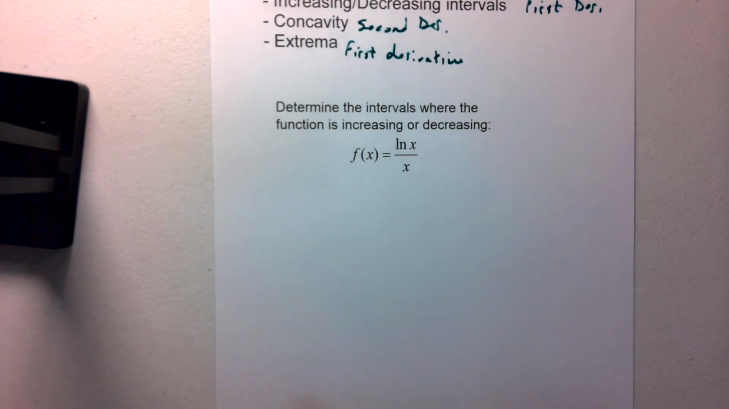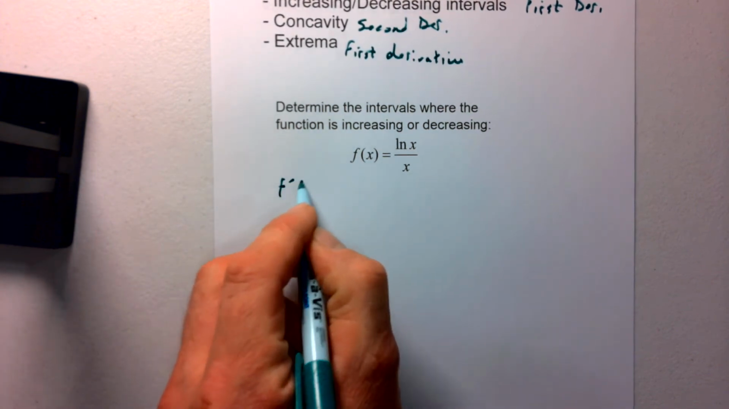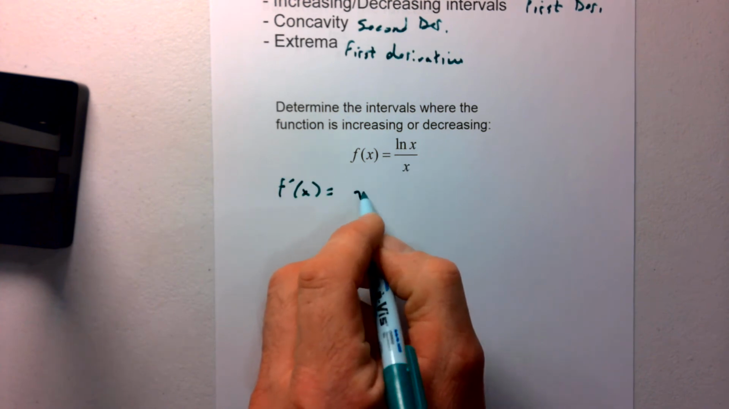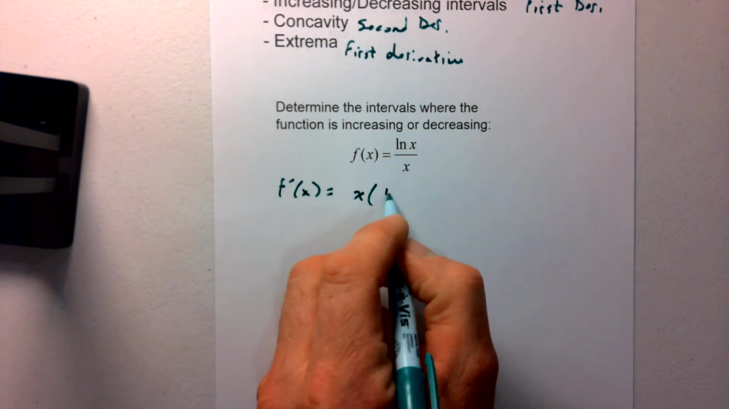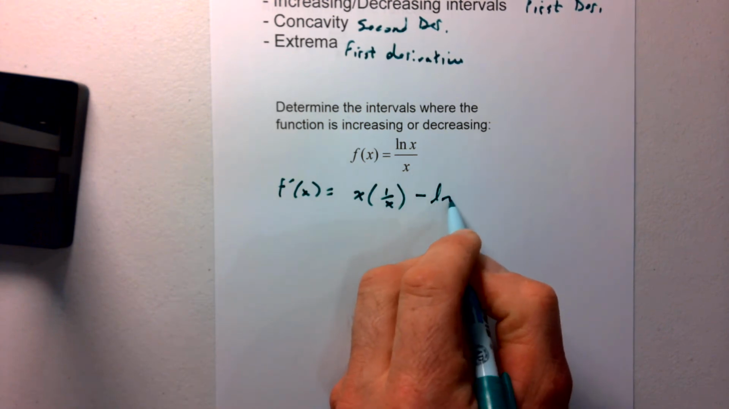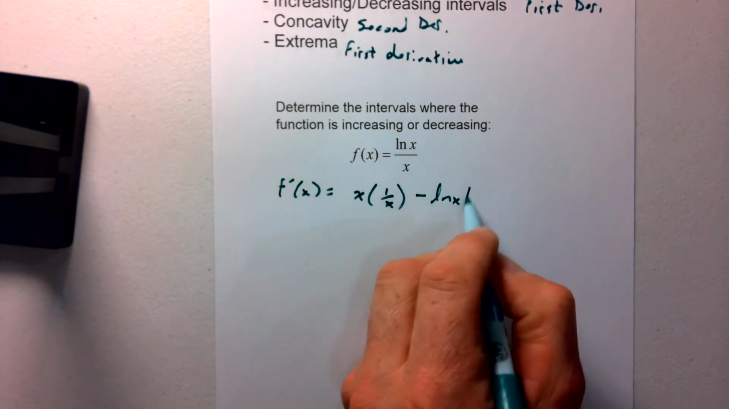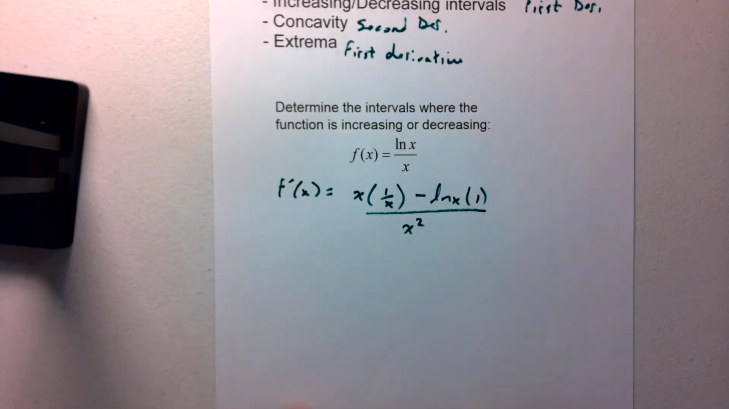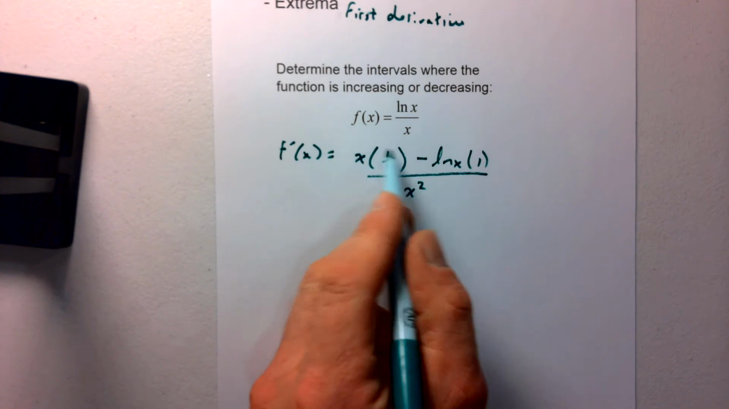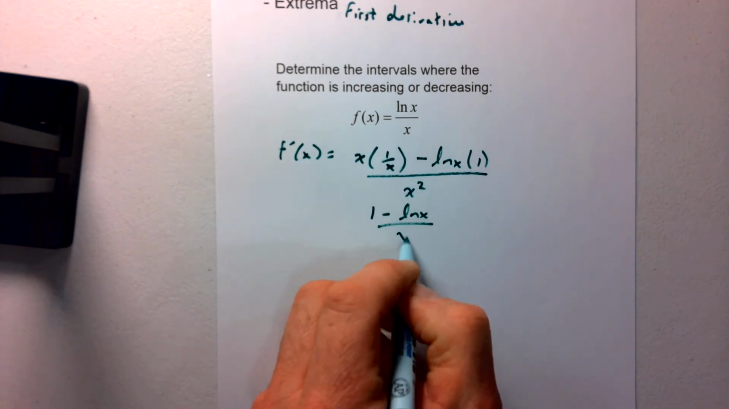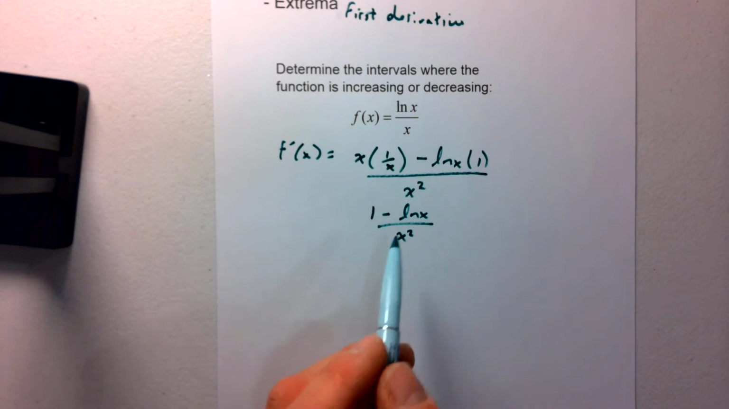So the first thing I'm going to do is find my first derivative. I have a quotient rule, so I've got x times the derivative of natural log of x, which is 1 over x. To that, we're going to subtract the natural log of x times the derivative of the denominator, which is 1, all over x squared. And we'll clean this up. So we have 1 minus the natural log of x over x squared.